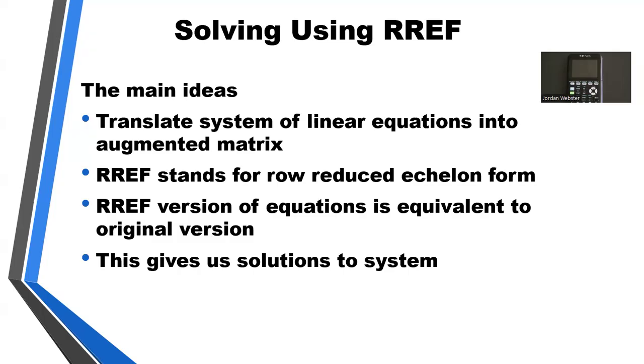And that row reduced echelon form of the equations is going to be equivalent to the equations that we originally had. So this row reduced echelon form is going to give us an easy way to find solutions to a system of linear equations.